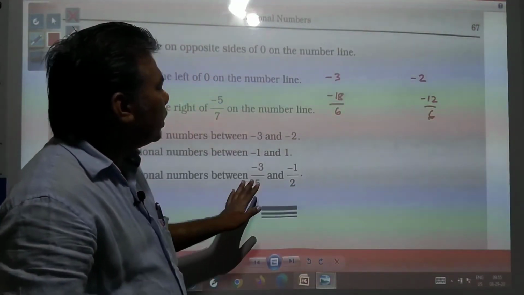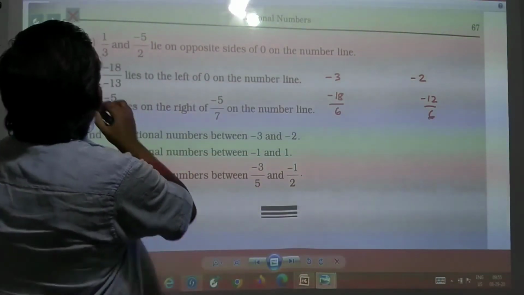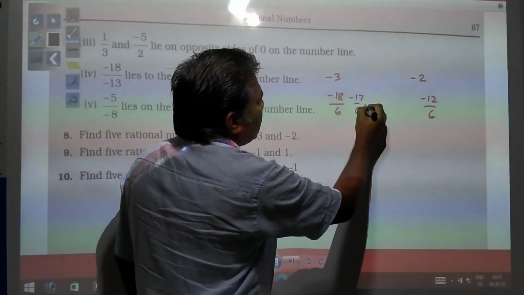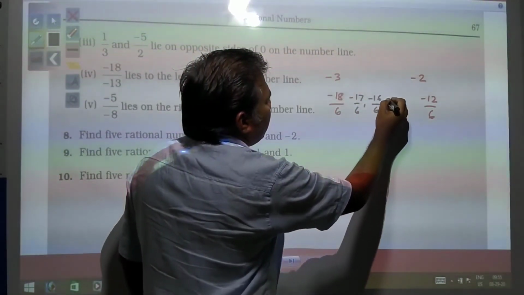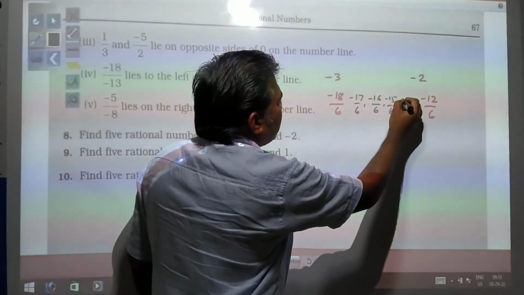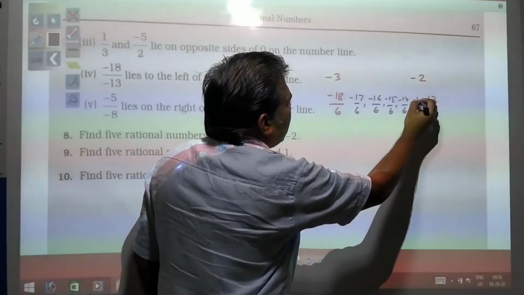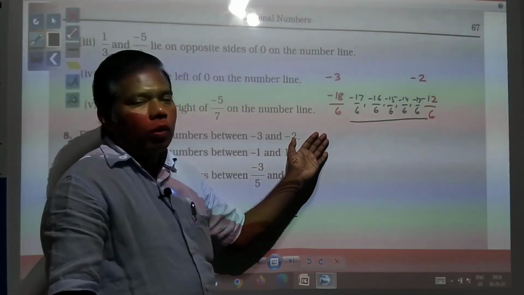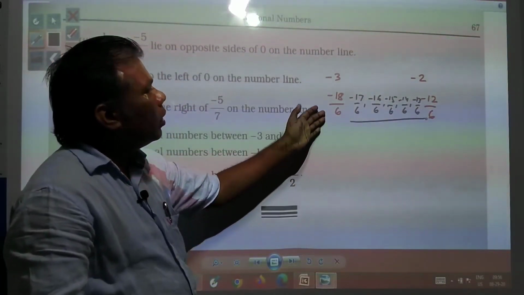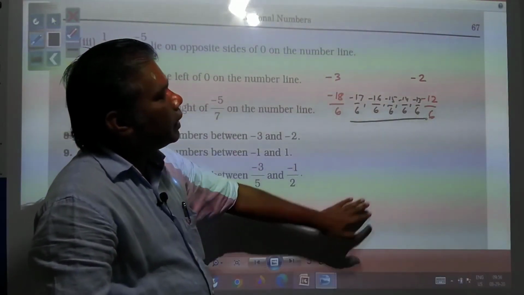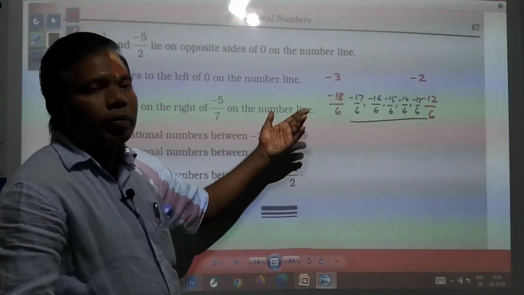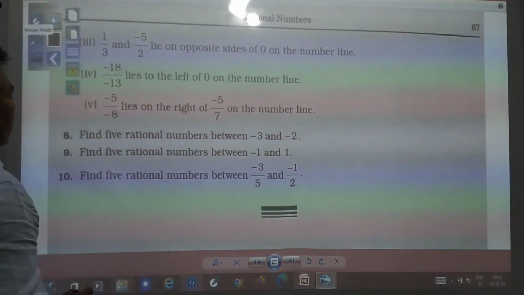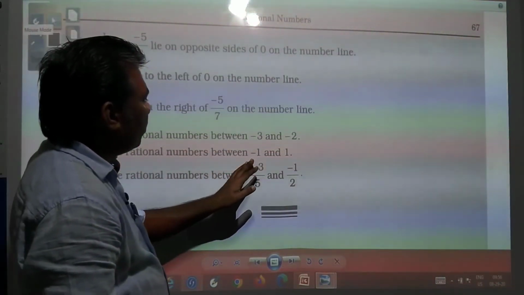So minus 3 and minus 2 you will get. Now in between numbers you need to write down. So in between you will have minus 17 by 6, minus 16 by 6, minus 15 by 6, minus 14 by 6 and minus 13 by 6, and this will be your answer. Any other numbers can also be taken and found, if in place of minus 18 by 6 and minus 12 by 6 which we have written, some other numbers are taken.